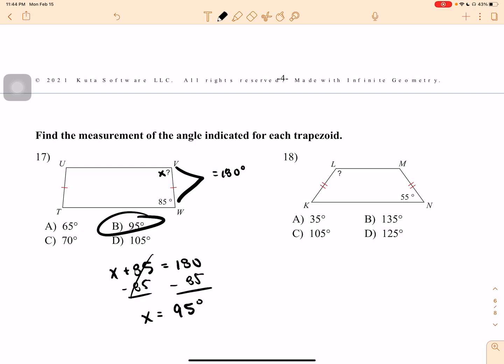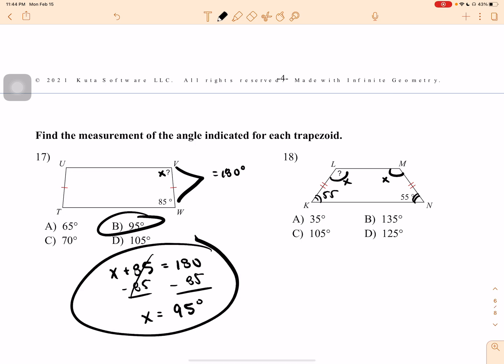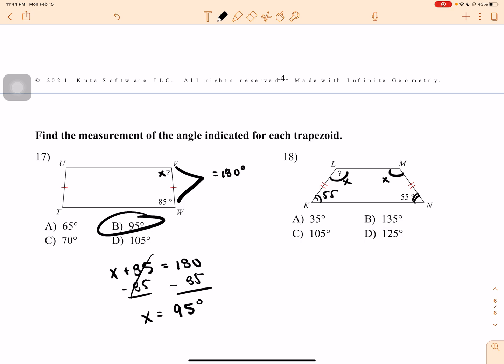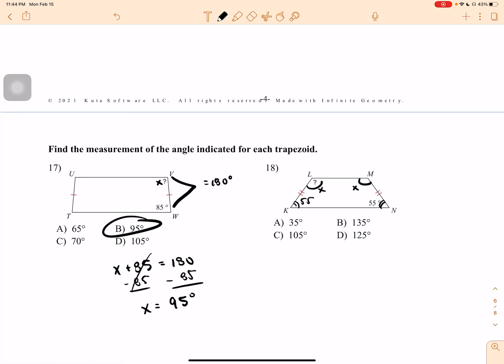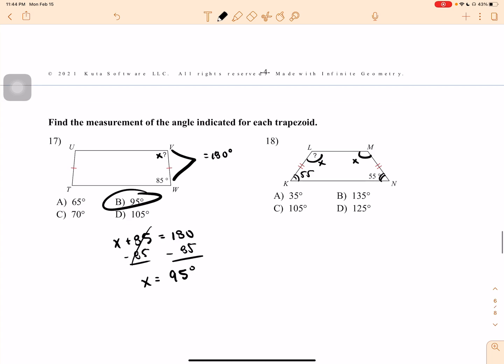B. This one, these two are always equal. So if this one's x, then that one's x. And if this one here is 55, then this one here is 55. So you'll just do the exact same thing I did here. Okay, x plus 55 equals 180. They're supplementary.